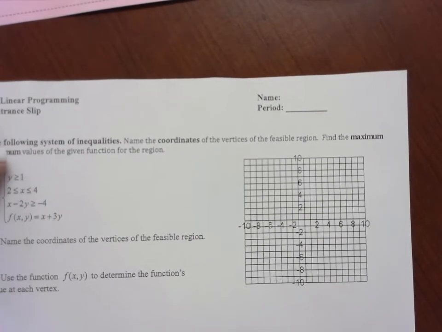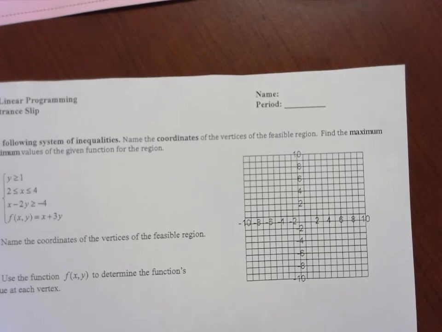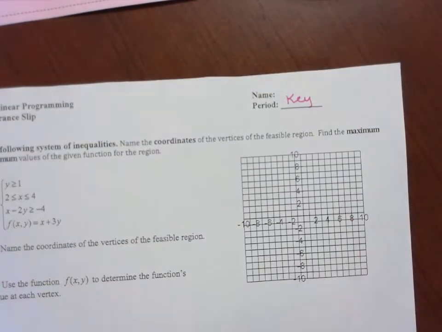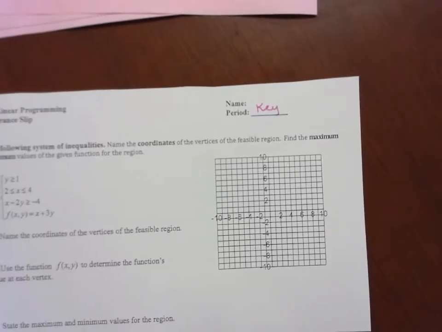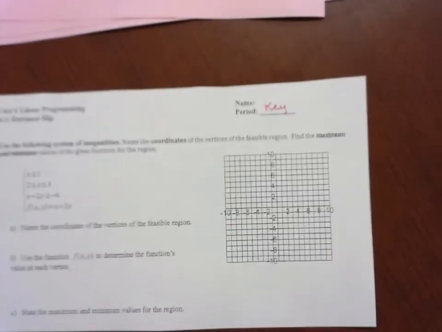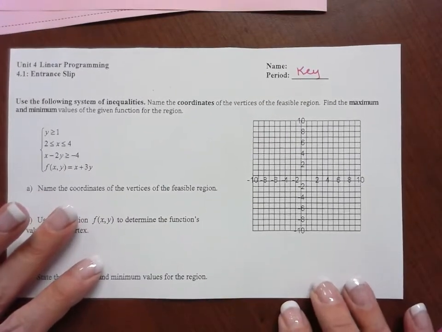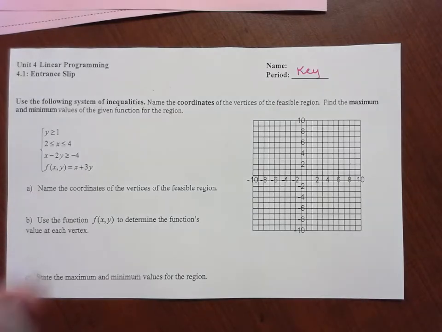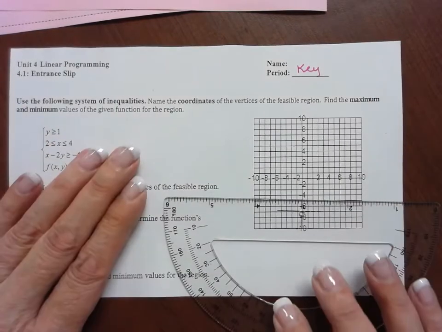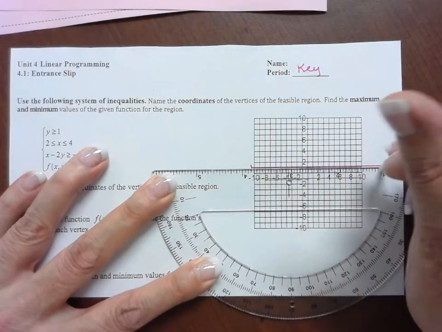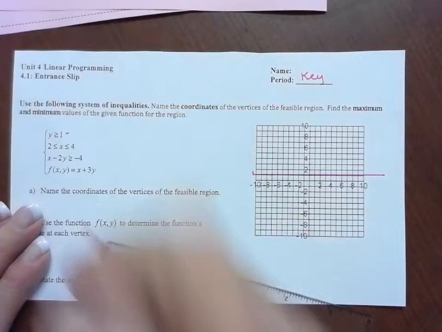Let's go over the entrance slip. Okay, so if I adjust this so you can see it better, can you see? All right, so y is greater than 1, or y is greater than or equal to 1, so my line is going to look like that. Did you all do that one?